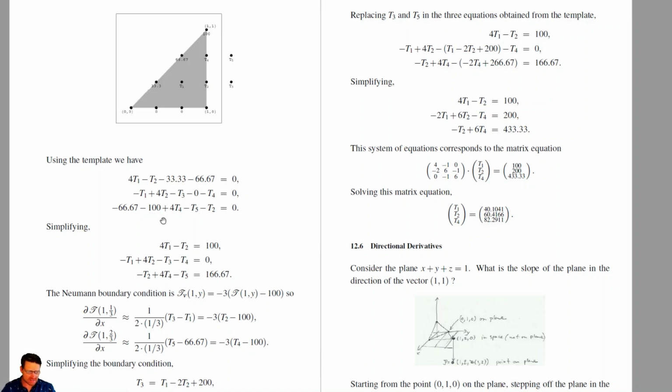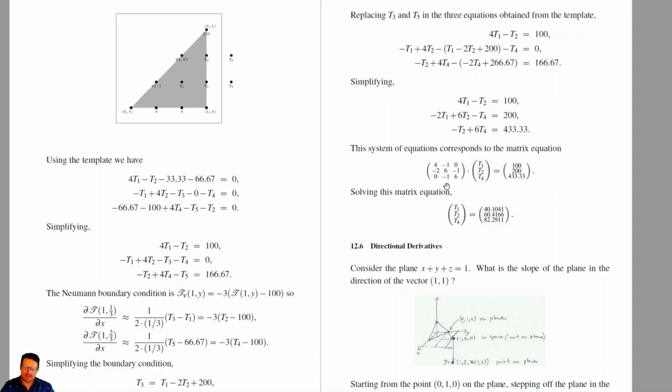So then we go back to the three equations that we got after simplifying, and we replace t3 and t5, because we now have expressions for t3 and t5 that involve the other variables t1, t2, and t4. So we sub those values in, and we get this at the top of the page on the right. Now we only have three equations and three unknowns, and so we can simplify that.